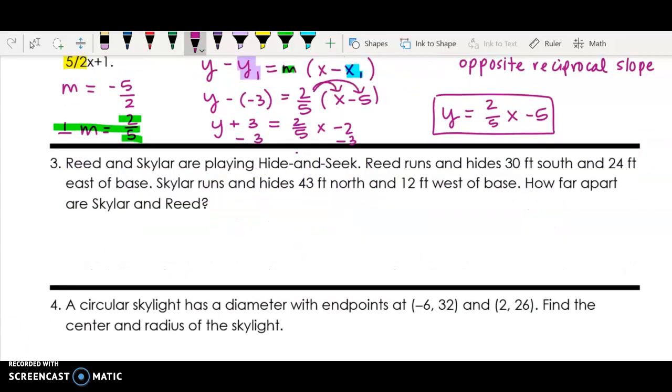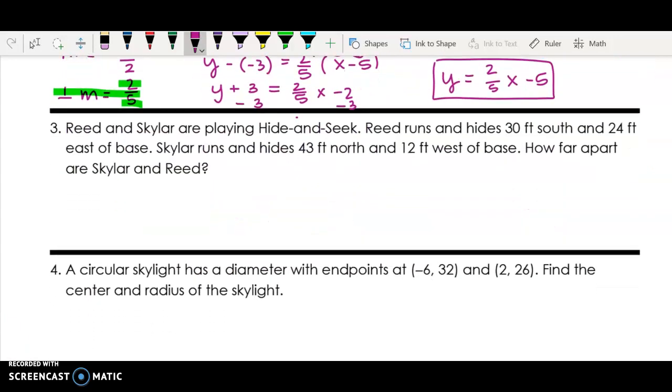For number 3, we're going to calculate the distance between Reed and Skylar. It says that they're playing hide and seek and they run in opposite directions, and we want to find out how far apart they are. I just drew a quick little sketch on my paper just to get an idea of where they're located. North, south, west, and east. Of course, we're also going to consider these as the x and y axis and mark them with negatives and positives accordingly.